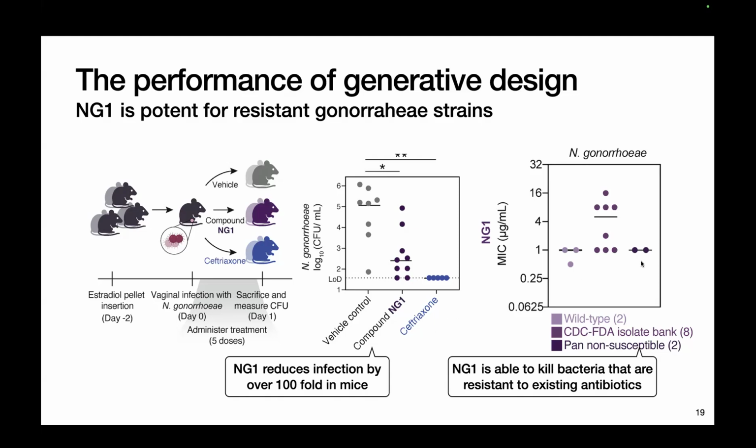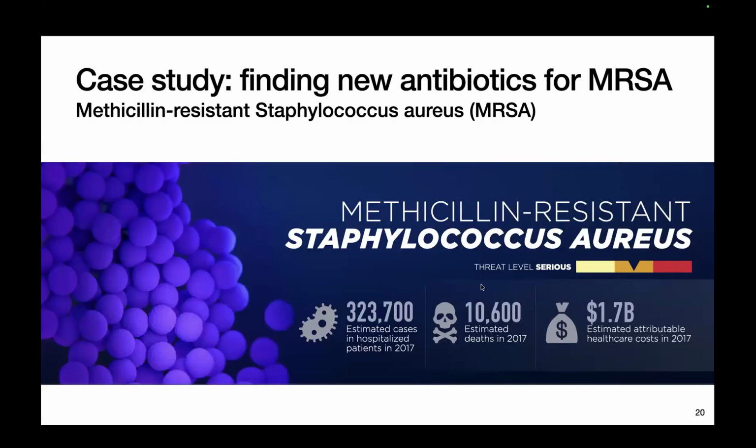So it's very important to have something that works for these two resistant bacteria strains. These results show that our compound is quite useful in vitro, right? This is the first case study, for the bacteria called gonorrhea. We also looked at another bacteria strain called MRSA. This is relatively more well known.